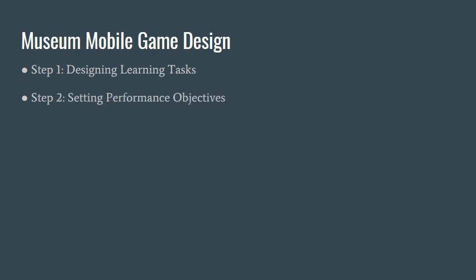Step 2 is setting performance objectives. Performance objectives are important in determining when a student is ready to move on to the next new class. The mobile game should rely on information within the exhibit and make the students investigate the exhibit until information is obtained. Having performance criteria is important so that the student can reach clear, defined performance objectives. Once a student has achieved a performance objective, they are introduced to the next learning task class in the mobile game.